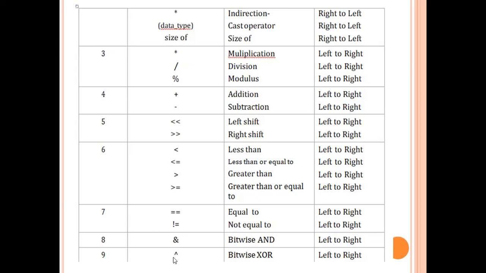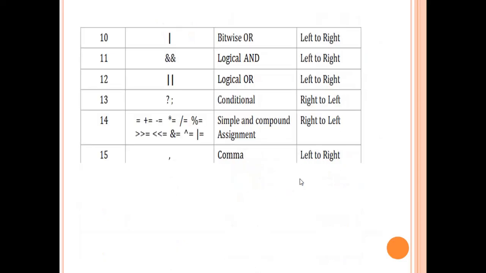And this is bitwise XOR, exclusive OR, so this is having the associativity left to right. And this is the bitwise OR, this operator is having left to right associativity. This is the logical AND, it is also having the associativity of left to right. This is the logical OR, so similarly this is also having the associativity left to right.